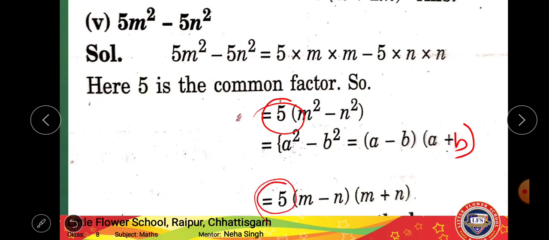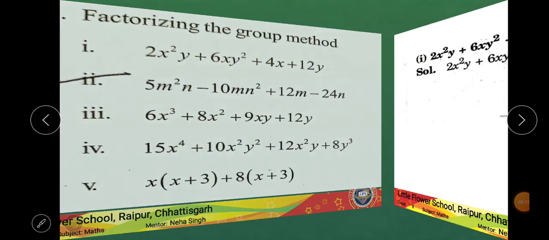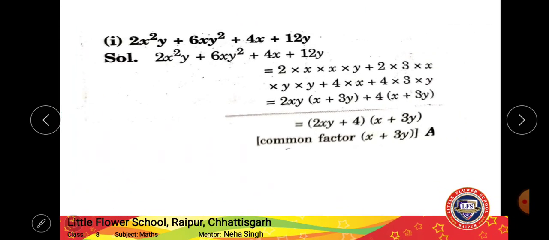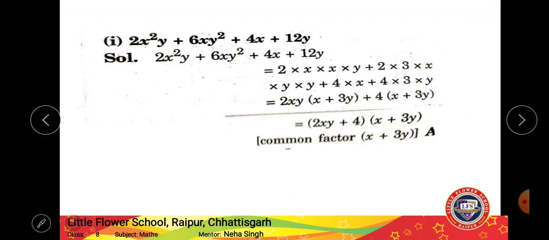Because we have taken common 5, right? Again, factorization by grouping method. Now let us see what is grouping method. See, in the last question only 2 terms were given, so we can take common directly. Now in this, 4 terms are given, so first what we'll do, we'll group 2 terms, right?